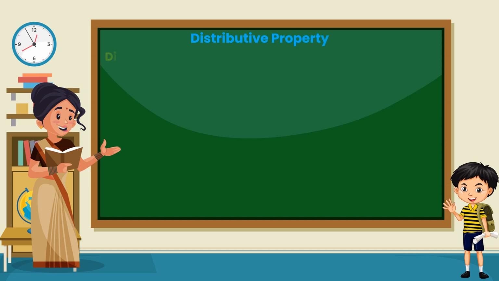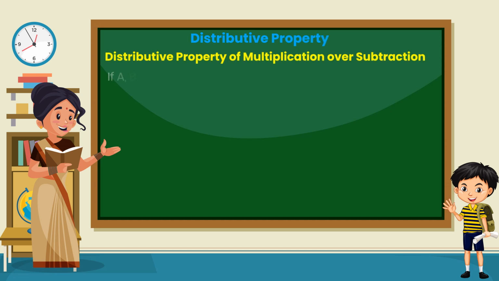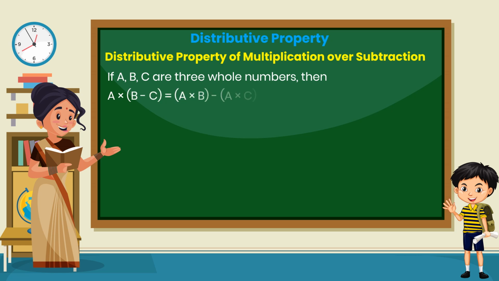Distributive property. Distributive property of multiplication over subtraction. If A, B, C are three whole numbers, then A multiplied by (B minus C) equals A multiplied by B minus A multiplied by C. Example 1. 4 multiplied by (7 minus 2) equals 4 multiplied by 7 minus 4 multiplied by 2.